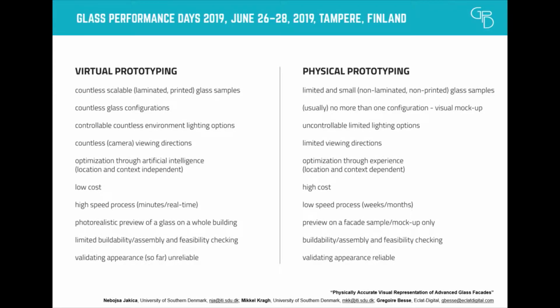Also, you have limited viewing directions when it comes to physical prototyping, because in most cases you produce a visual sample and visual mock-up that is quite limited in terms of size compared to the whole building, and then you cannot match all the perspectives that you have on the glass facades. Also, virtual prototyping is lower cost, while physical is high cost. Virtual is high speed, and the physical one is a low speed process.